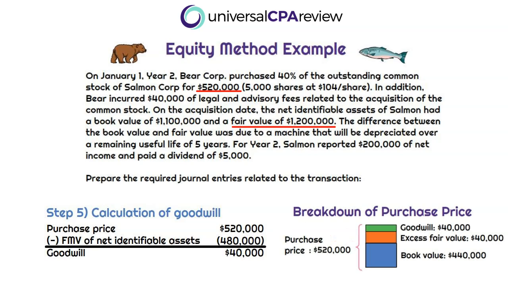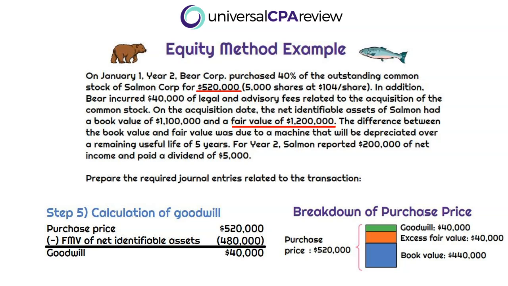Now this is a great time to talk about the breakdown of the purchase price. Right, when we think about the purchase price, we paid $520,000. Now the book value of our share of the company's net identifiable assets is $440,000. In step 4, we determined that the excess fair value was $40,000. And then in step 5, we calculated that goodwill related to this equity investment was $40,000. So that's the breakdown of our purchase price that we paid, that $520,000. So that might be helpful to just understand step 4 and step 5 and how this relates back to the overall purchase price.